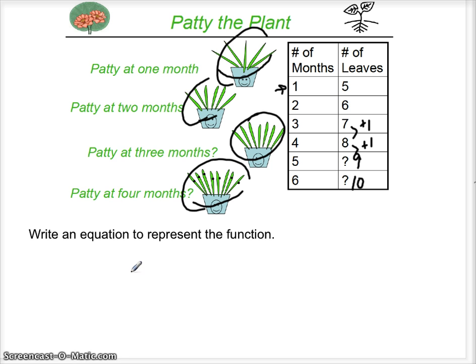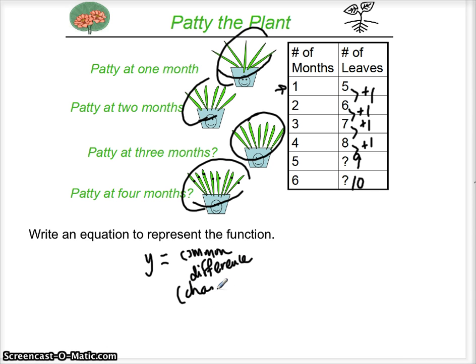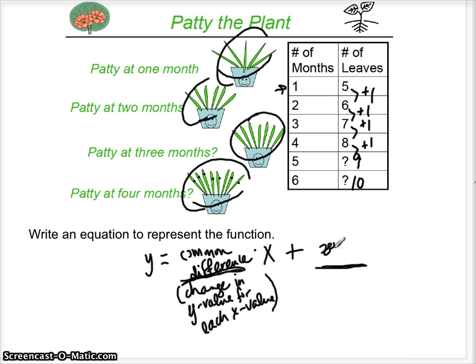So write an equation. Well, what are we doing each time here? We're adding 1. Basically, when you write these equations, it's y equals, this is going to be our common difference, or we can call that our change in y value for each x value. Okay, so our change in y value times x, that's your common difference, times x, plus, and then this number right here, this is what's called our 0 number. That's where we start, our initial value.